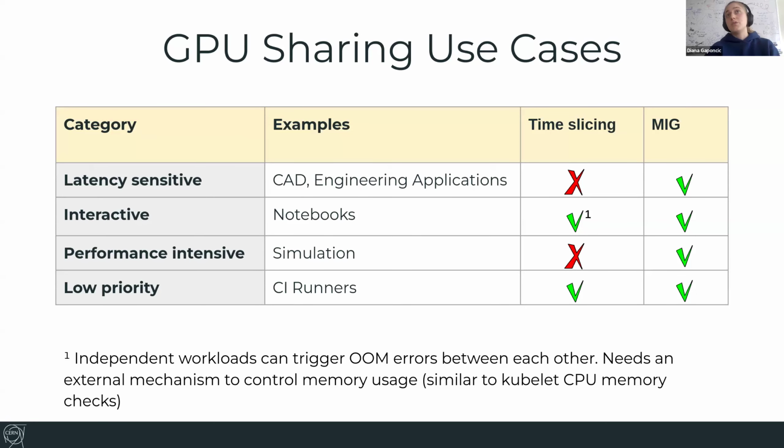To conclude, I would say that MIG is suitable for most use cases because it behaves and feels like a separate dedicated GPU, but this is not true for time slicing. Time slicing is good for something that is a bit low priority. It can be good for interactive workloads, but because independent workloads can trigger errors, you have to come up with an external mechanism to control the memory usage and, if necessary, evict a process that is trying to consume more than available or allowed. But time slicing is not good for something very latency sensitive or very performance intensive.